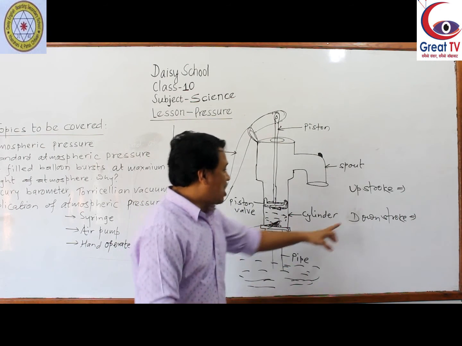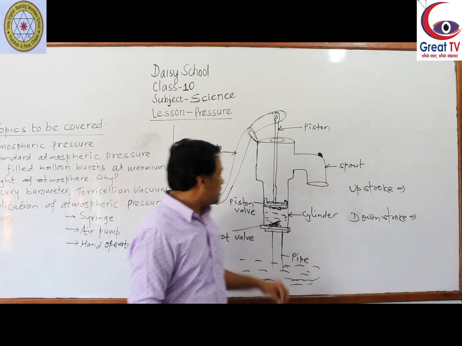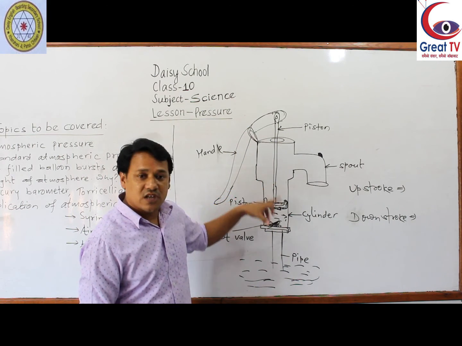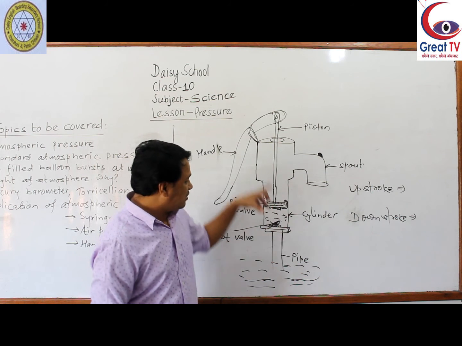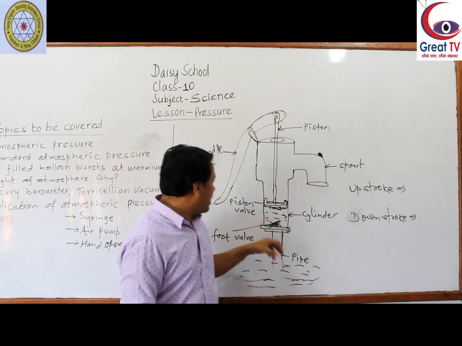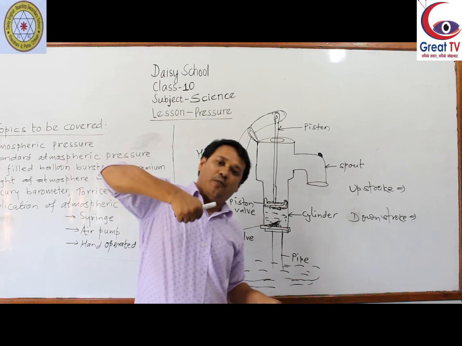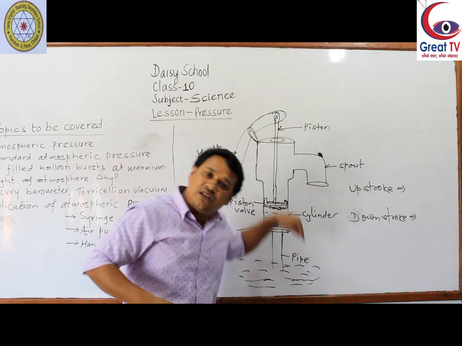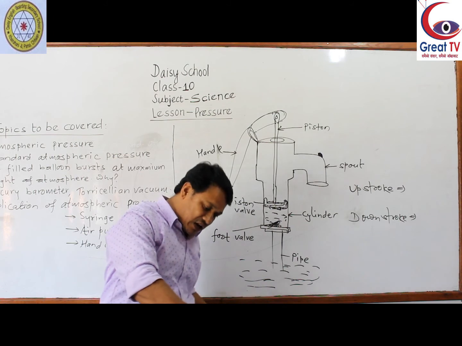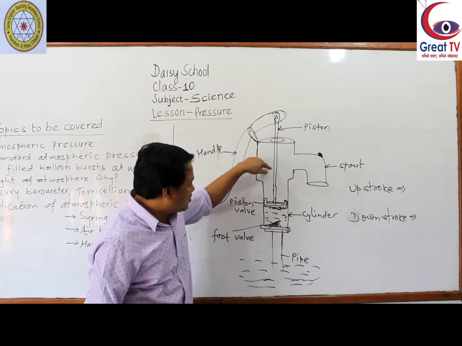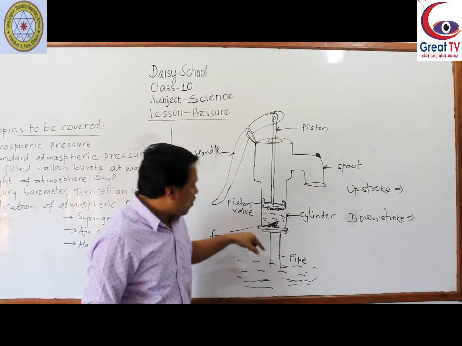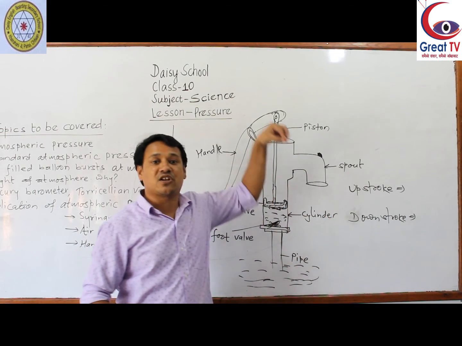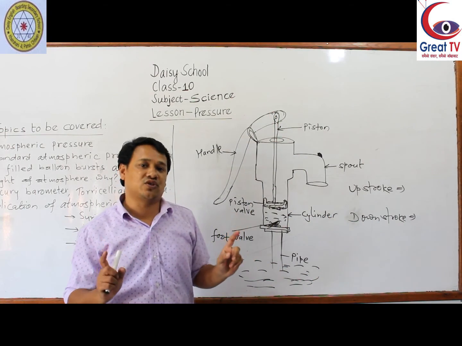The other step is the downstroke. Downstroke means movement of the piston downward. For the piston to move downward, we have to lift the handle upward. When the handle is lifted upward, the piston moves downward. So this process is called downstroke.